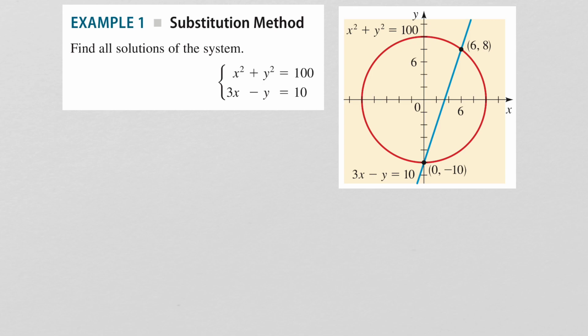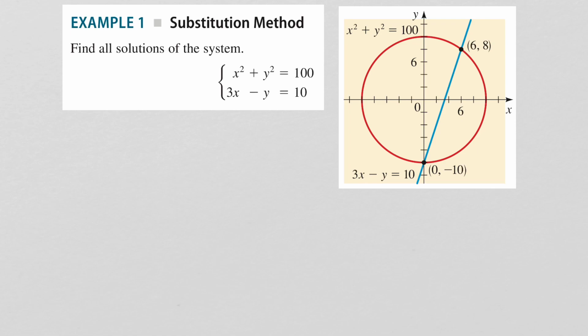Now, the solution to a nonlinear system is simply the point where these graphs intersect. So we can see that if we graph the circle over here, and if we graph the line, they intersect at the point 6, 8, and they also intersect at the point 0, negative 10. Graphing, however, is a very inefficient method. Now, it's easy when you're looking at a graph, but how would you find these solutions without graphing?